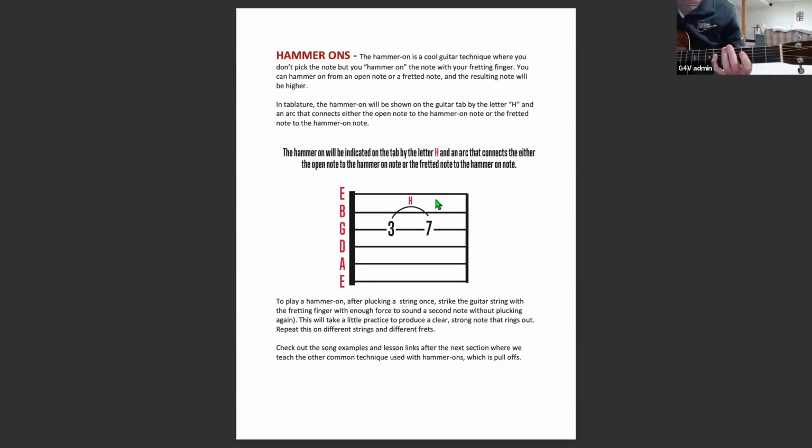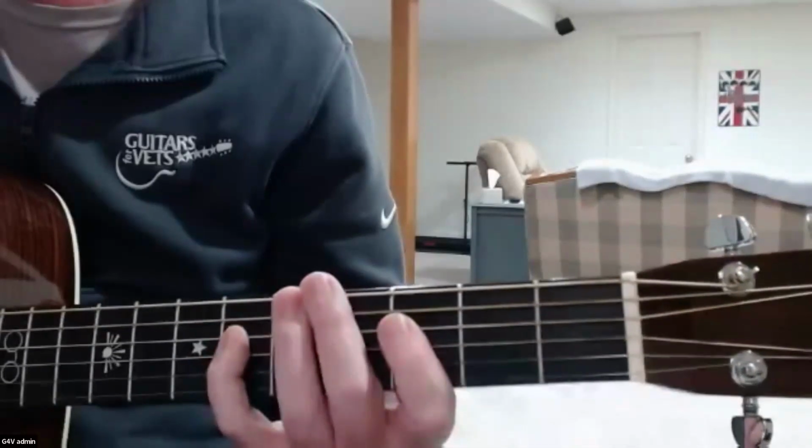But how they tab it is you'll see a little H, and that really just means hammer on. And this would be the frets. So again, if it's a slide, you'd see a diagonal line going up from 3 to 7. This is now an arch, saying we're not sliding, and you're going to do a hammer on. So let me come back to you with a close-up.